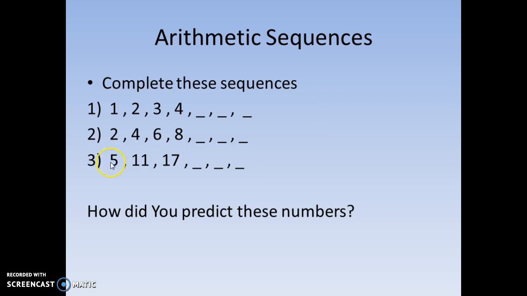one? So look, are we going 5 plus 6 is 11, plus 6 is 17, plus 6 is 23, plus 6 is 29, plus 6 is 35? And then wouldn't that fill out our next 3? Wouldn't that be the easiest way to predict these numbers? Yep. So let's try the next ones. Let's see if we can find it a little bit harder.